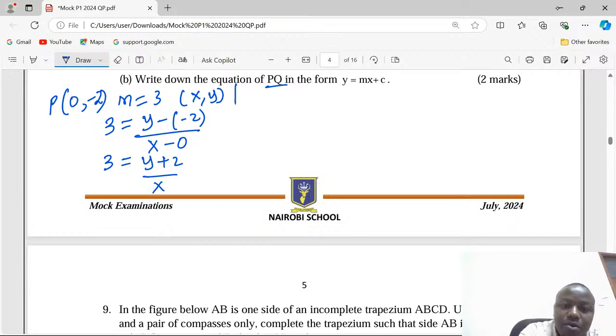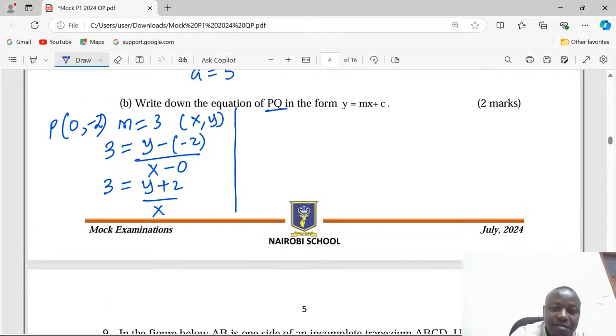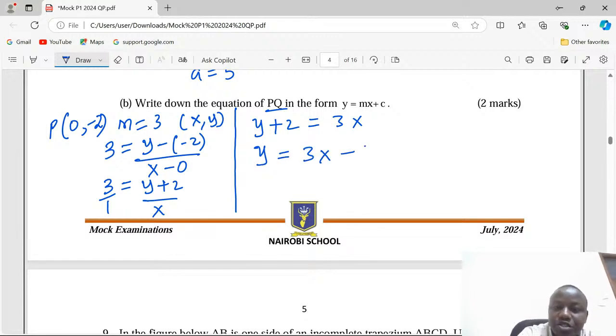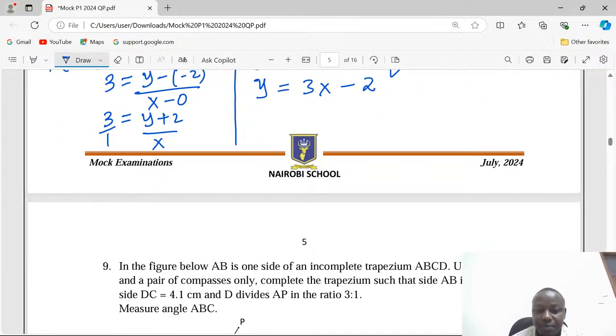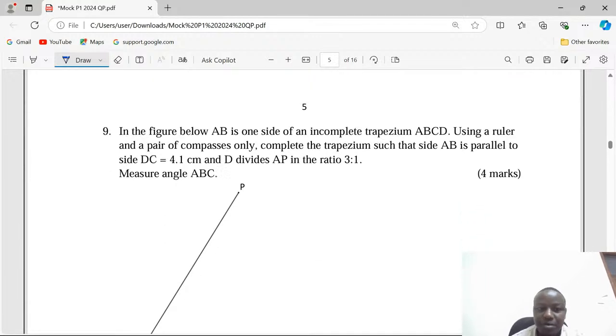Doing a cross multiplication at this level, since 3 is over 1, after cross multiplication I have y plus 2 equal to 3x. And so to remain with y, we have 3x minus 2 equals y. So this is the equation the examiner wanted. Yeah, that is the equation.